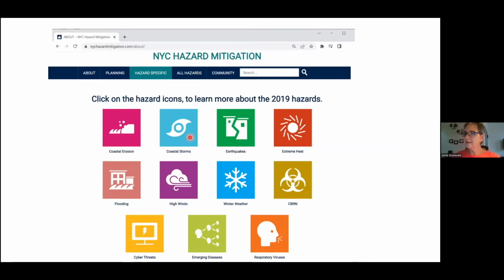Okay, so the next hazard, the next tab that I wanted to look at, is hazard specific. Again, you might not use this because we kind of condense this information for you, but if you're curious about coastal storms, want some more in-depth information on that particular hazard, or earthquakes or extreme heat, this is the place to go.